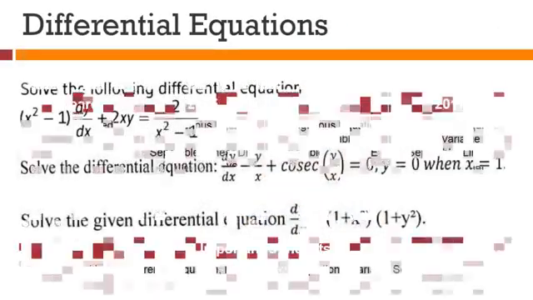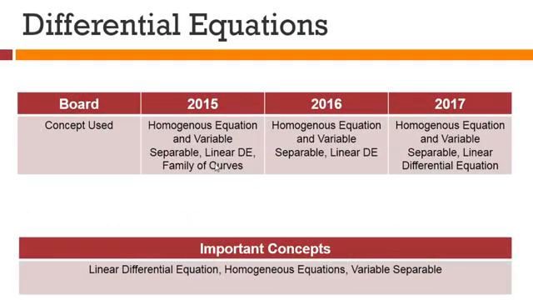Now as far as the analysis is concerned, as you can see, the first problem, the 6 mark problem, has been homogeneous equations and variable separable in all 3 years. So 2017 did not have LDE from differential equations in 6 markers. Both the questions came as 4 markers, linear differential equation, and as you can see, there is no exception in the pattern of this.